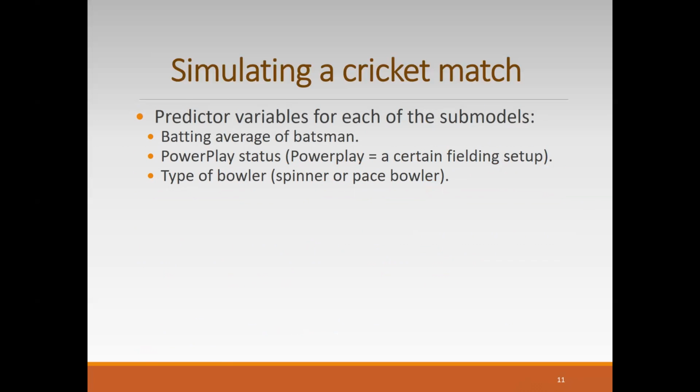The predictor variables for each of the submodels, there are just 3 of them: the batting average of the batsman. So this is the number of runs they've scored on average in previous matches.